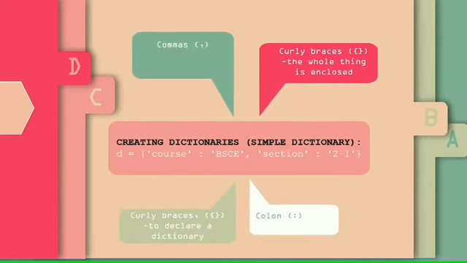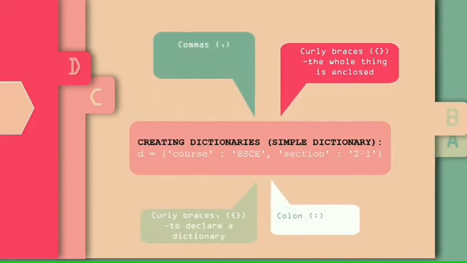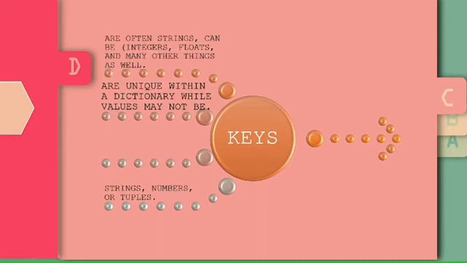We should always remember that each key is separated from its value by a colon, the items are separated by commas, and the whole thing is enclosed in curly braces. Here is an example of creating a dictionary. Also, keys are unique within a dictionary while values may not be. The values of a dictionary can be of any type, but the keys must be an immutable data type such as strings, numbers, or tuples.